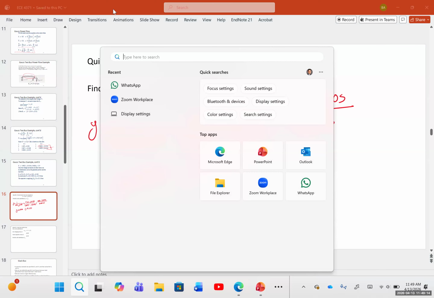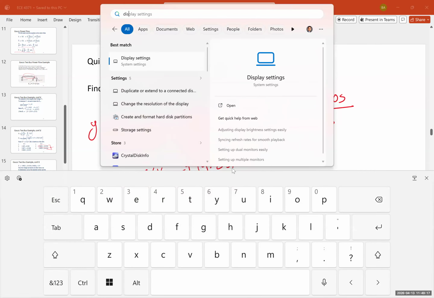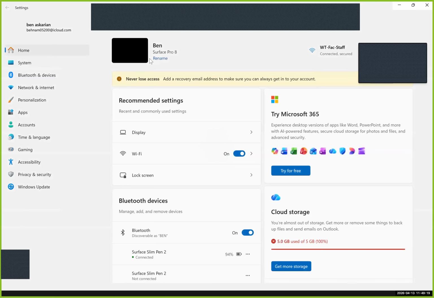See if I can fix the problem with my display. Just give me a second.